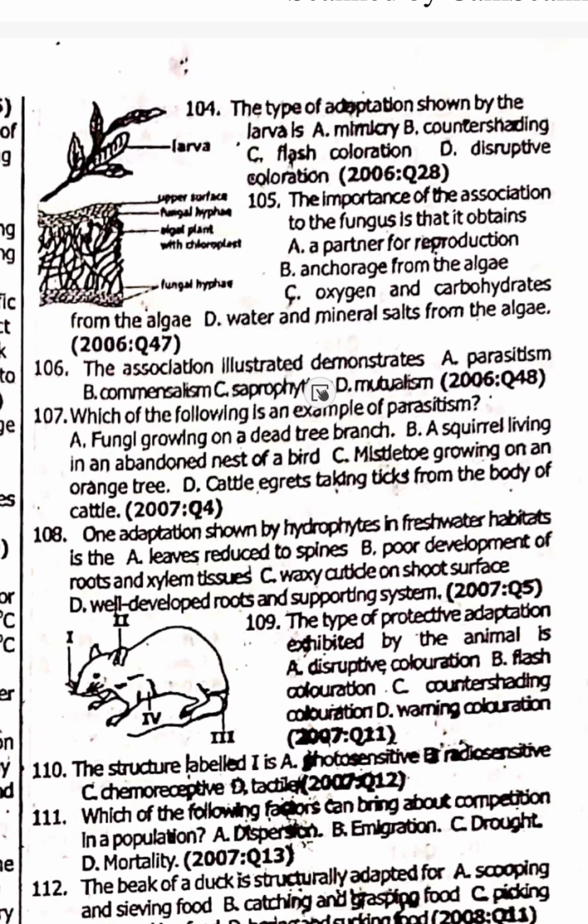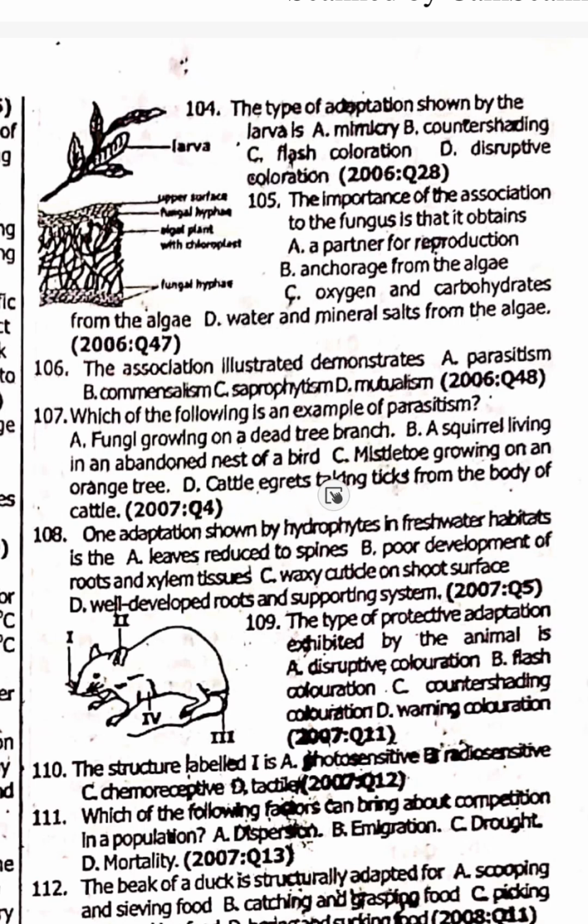106. The association illustrated demonstrates mutualism. The importance of the association to the fungus is that it obtains oxygen and carbohydrate. 105, option C. 106 is option D, mutualism. 107, which of the following is an example of parasitism?